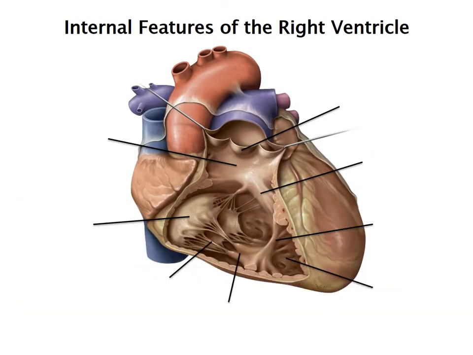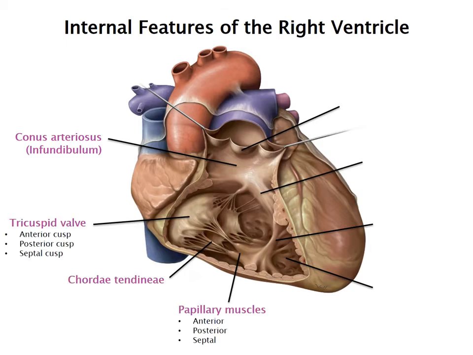In this image, the anterior wall of the right ventricle has been removed. Superiorly, the right ventricle tapers into the smooth-walled conus arteriosus, which is also called the infundibulum. This area leads directly into the pulmonary trunk. The three cusps of the tricuspid valve are connected to the heartstrings, which are called the chordae tendineae. These heartstrings are in turn anchored to the papillary muscles.